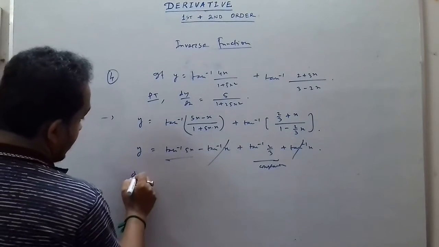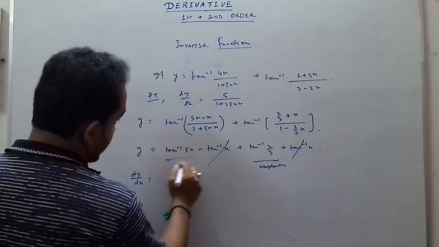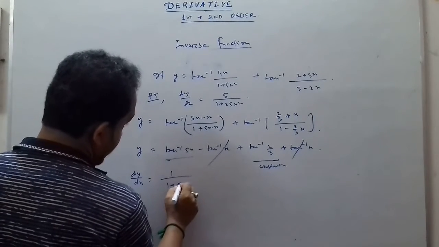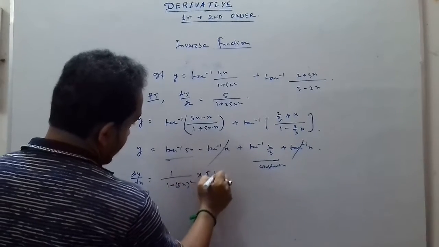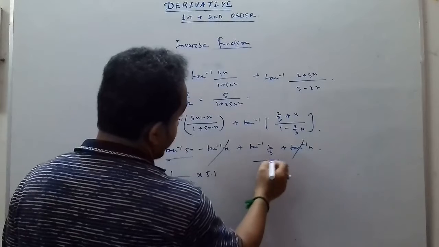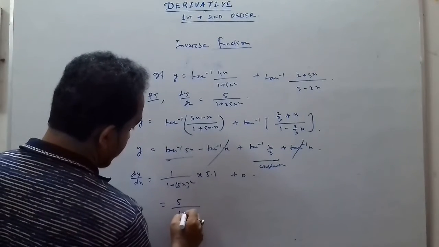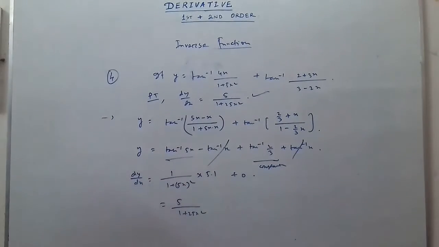So now differentiating y with respect to x, we get dy dx is equal to what? Tan inverse 5x gives 1 over 1 plus 5x whole square into the derivative of 5x, that is 5 into 1, and the derivative of a constant is equal to 0. So we get 5 over 1 plus 25x square. This is our answer. This is number 4.